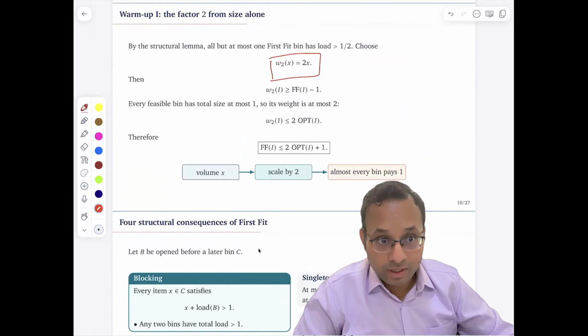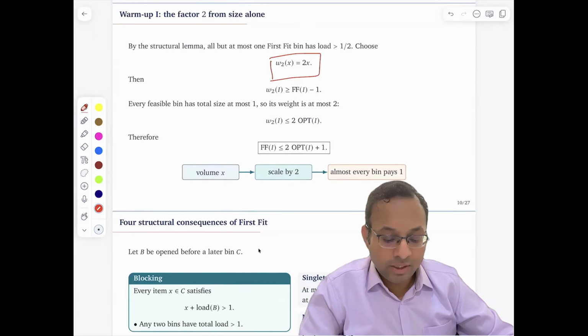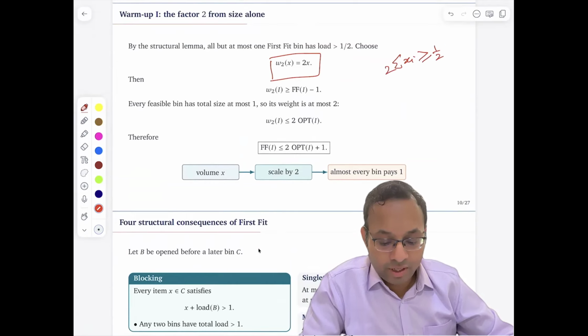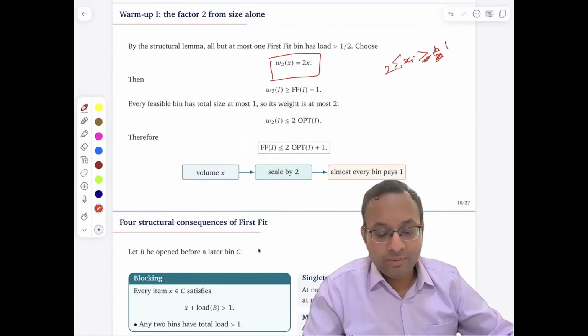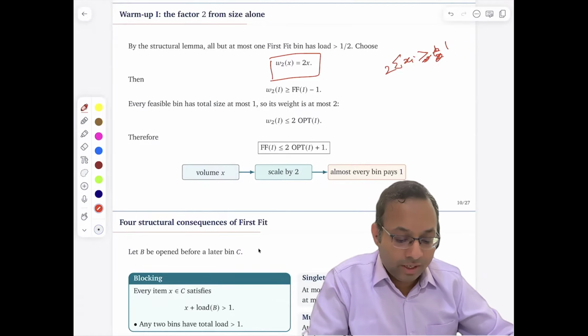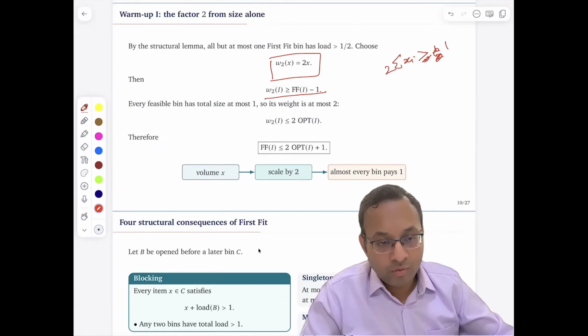And then, as we are saying that all bins except one have load at least half, that means if we look at their total weight, the total size of items is more than half. So 2 times the sum of xi is strictly more than 1. And that means if I look at each bin except the only one bin which has load less than or equal to half, all other bins have weight at least 1. So we get this inequality that the total weight of all items is more than FF(I) minus 1.